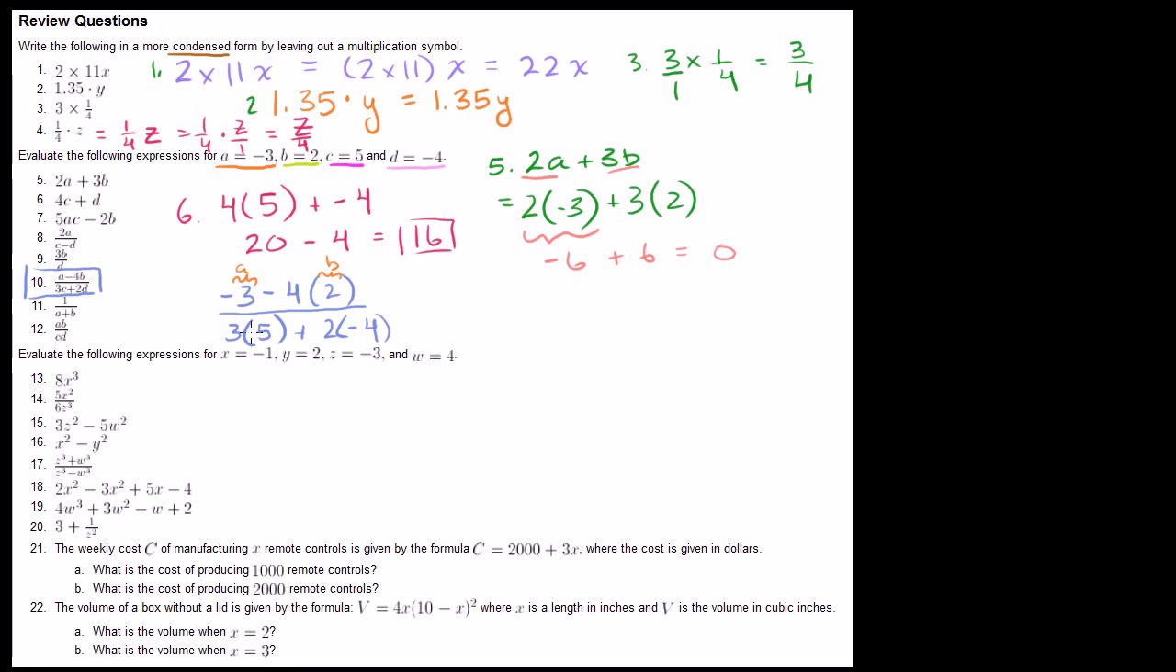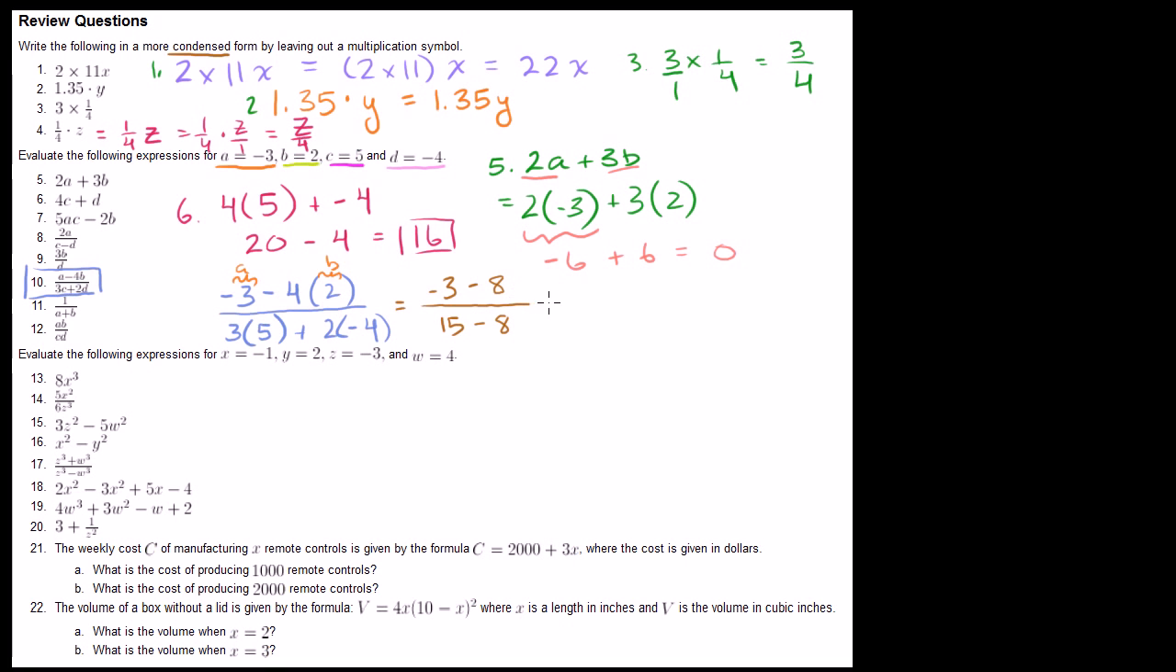So we have to do order of operations. Multiplication comes first, before addition and subtraction. So this is going to be equal to negative 3 minus 4 times 2, minus 8, all of that over 3 times 5 is 15, plus 2 times negative 4 is negative 8, or 15 plus negative 8 is 15 minus 8.